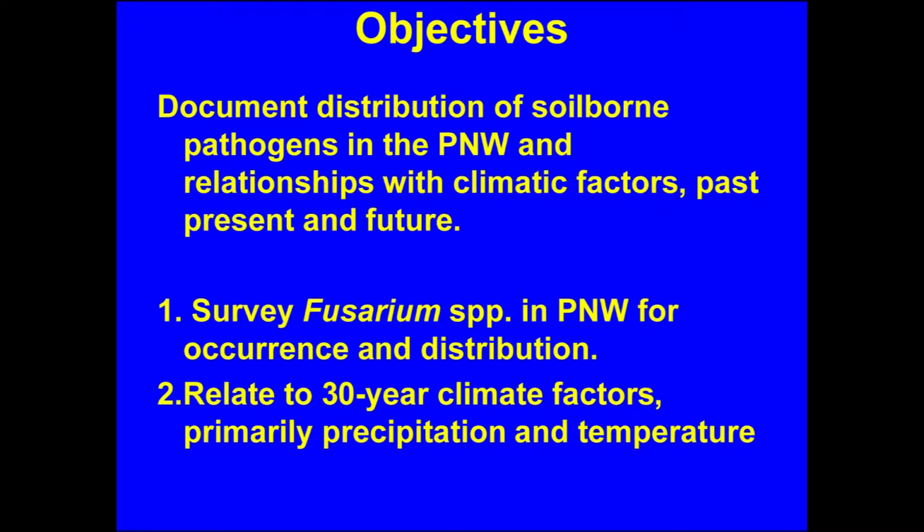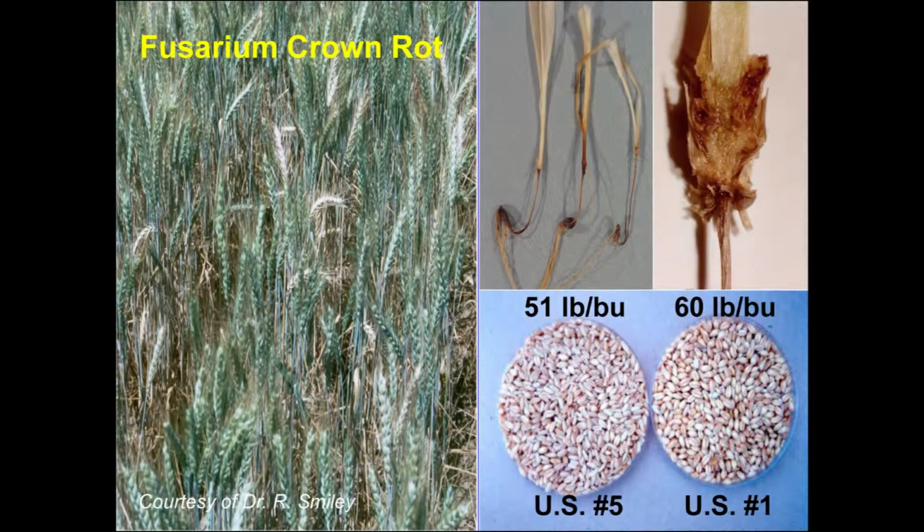And that was to look at a disease called Fusarium crown rot and then to relate that to 30-year averages. So a little bit of background on this disease. This is called Fusarium crown rot. It's a fungus that is in the soil, will attack the roots, and then will move up the stem and cut off the flow of nutrients to the top. So it ends up significantly reducing not only the yield, but also the quality and the test weight of the crop. So here you can see a picture of the bottoms of the stems being rotted away.